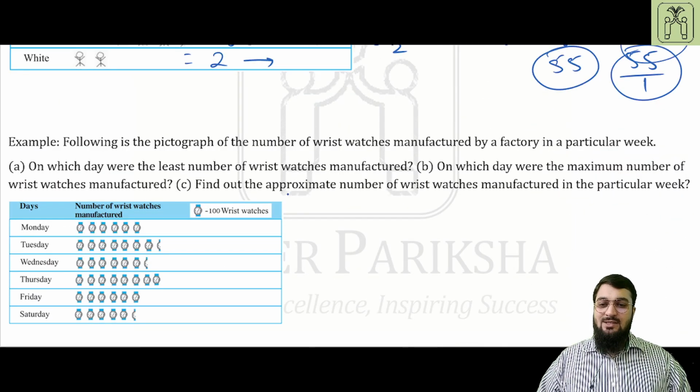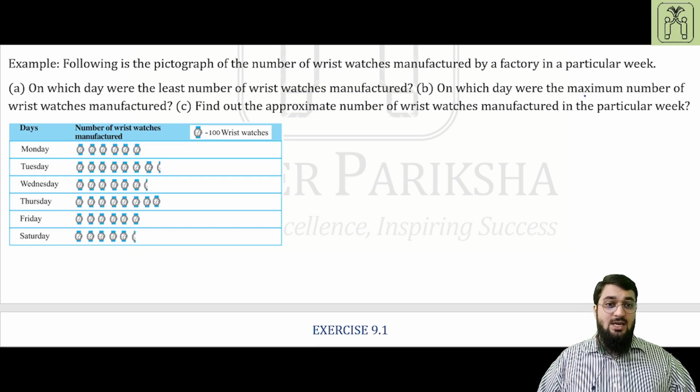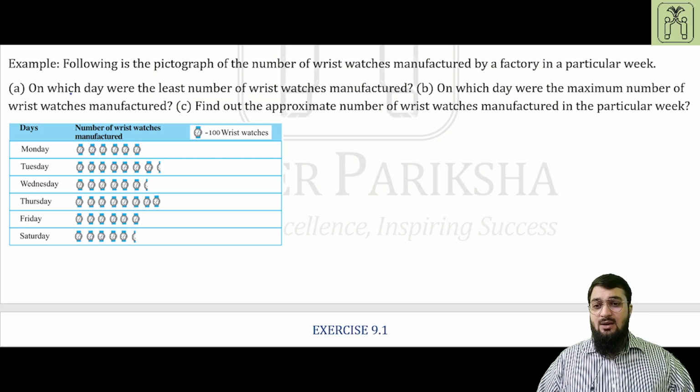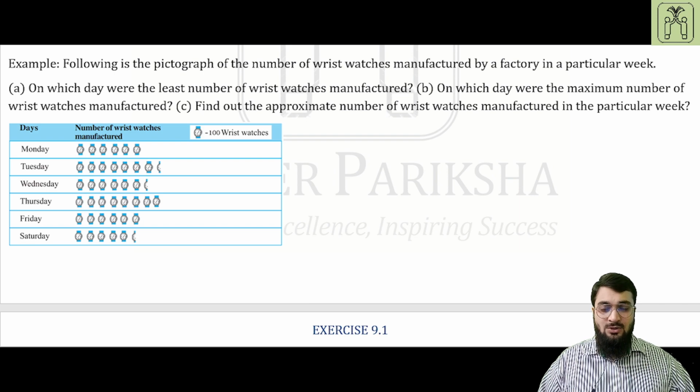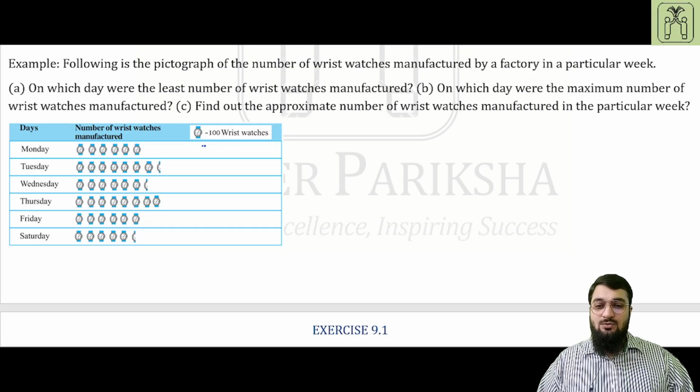Coming to next example. Following is the pictograph of the number of wristwatches manufactured by a factory in a particular week. Part A, on which day were the least number of wristwatches? So before coming to the parts of the question, first of all, we will write the actual number represented by the pictograph. So we will write over here, and each symbol of watch represents 100 wristwatches. Therefore, 1, 2, 3, 4, 5, 6 will mean 600 wristwatches.